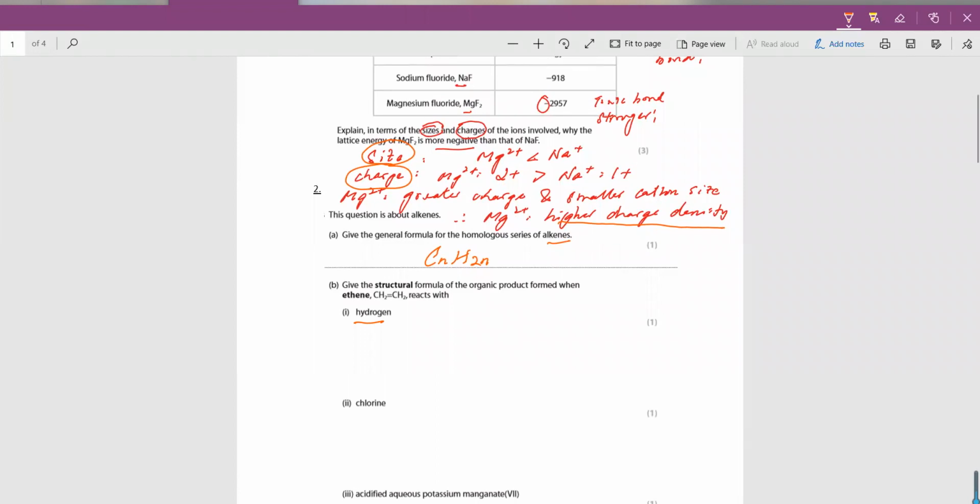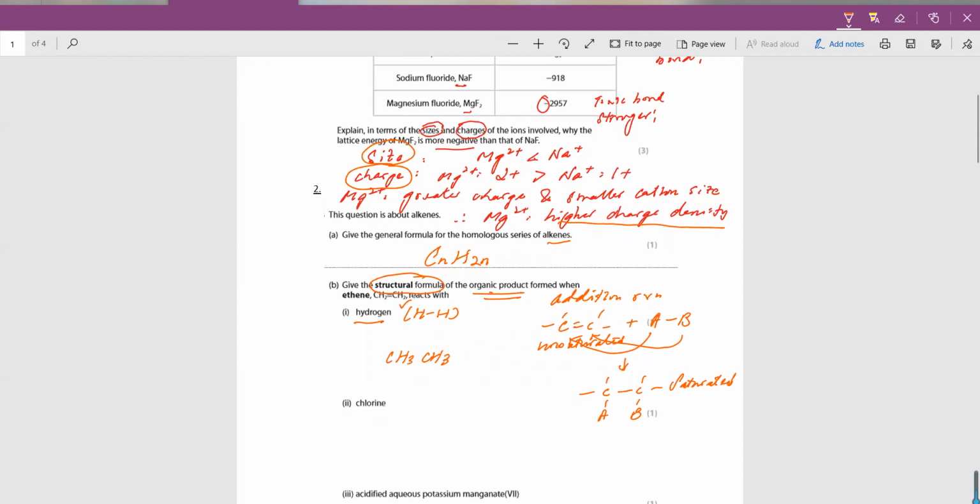Now, reacting with hydrogen, give the structural formula of the organic product. Alkene will undergo addition reaction. Remember, addition reaction means if you have a double bond and you add a molecule into it, each atom from the molecule will bond across the carbon atoms, forming a single product, with the double bond becoming a single bond. So it's saturated; before, it's unsaturated because there is a double bond. Hydrogen is H-H, with each hydrogen atom bonded to each carbon. So the structural formula becomes ethane.